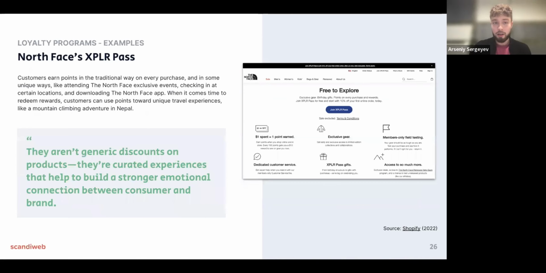Another example is North Face's Explore Pass. Basically, this is more an example of an experiential, value-based program, where they put the emphasis on, all right, you're gathering points, but more emphasis here is on the experience that you get, because as rewards, you can get experiences like trips, travels, climbing experiences. So that's what they put emphasis on, aligned with their branding and their values. It's not just about giving discounts; it's more about the experience. Okay, so it's creating a better emotional connection with the customers.